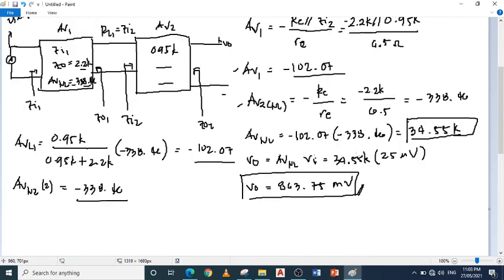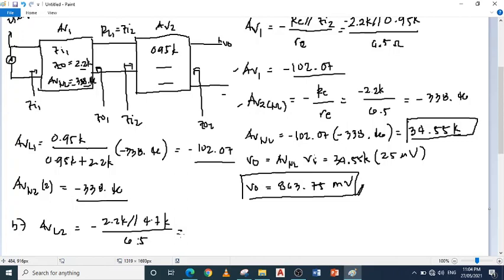So for the AVL2, since loaded naman na siya, for letter B, so AVL2, diba, equal to, yung RC natin, magparallel tayo ng 4.7. Negative 2.2K in parallel with 4.7K divided by 6.5. Okay? Equal to 2.2K times 4.7K, 2.2K plus 4.7K.